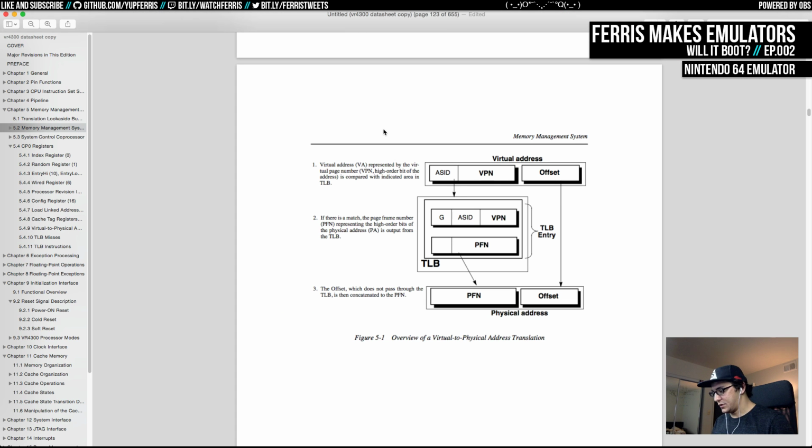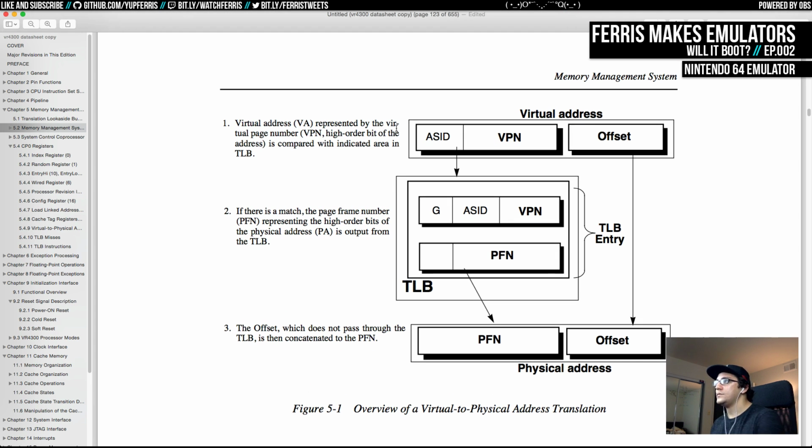Let me try to zoom in on this a little bit. So we have a virtual address represented by the virtual page number. The high order bits of the address are compared with the indicated area in this table. If there's a match, the page frame number, PFN, representing the high order bits of physical address PA, is output from the TLB. A lot of terminology here that I hope the rest of the chapter will explain to me as well, because I'm having a bit of trouble following myself, so don't feel bad if you are as well.